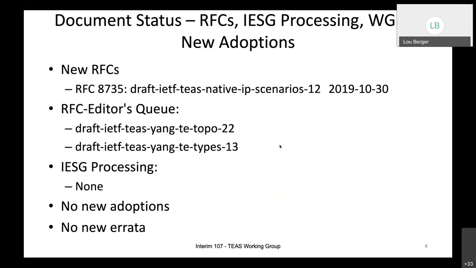So what's going on with documents in the working group? We had one new RFC, so that's really nice to see. Always good to produce documents. That is why we're here. We have a couple of documents in the editor queue. Some of them are moving a little slower than we would like, but they are moving through the RFC editor's processing. We don't have any new documents to the IESG, and we have no new adoptions or errata.